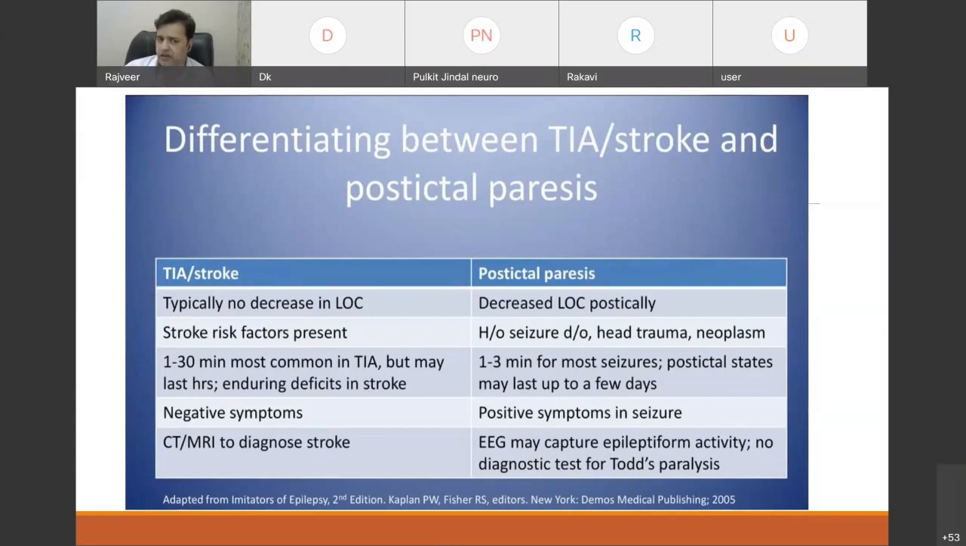And how do you diagnose? TIA or stroke we can diagnose with neuroimaging like CT or MRI. While in Todd's palsy, we may sometimes find interictal discharges on EEG, but there is no definitive diagnostic test for Todd's palsy. It is a clinical diagnosis.